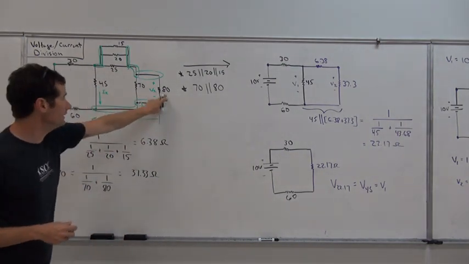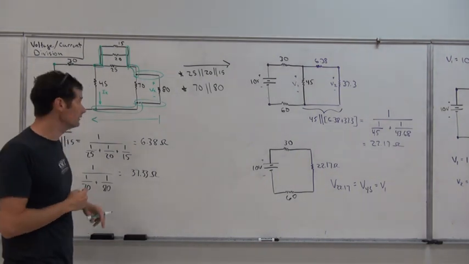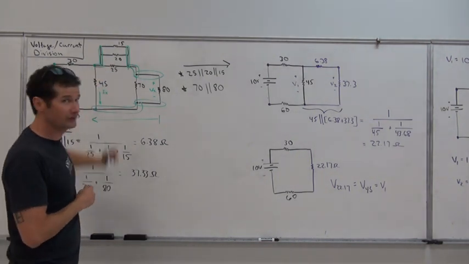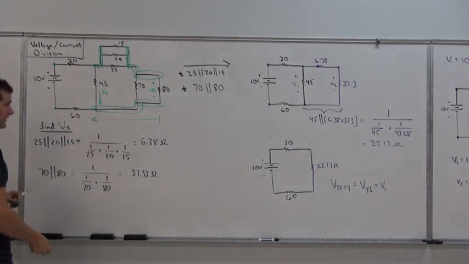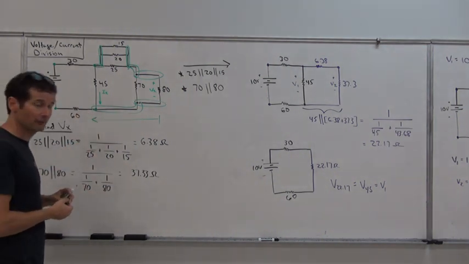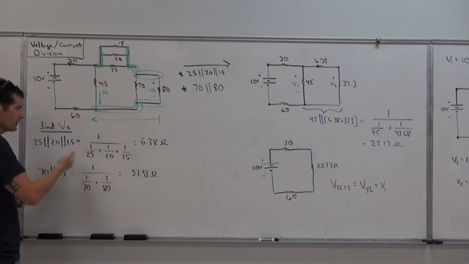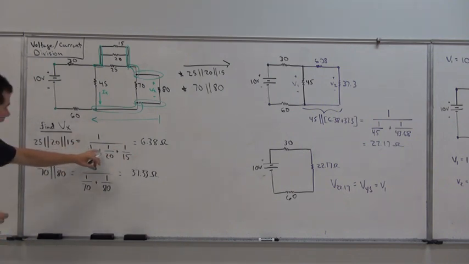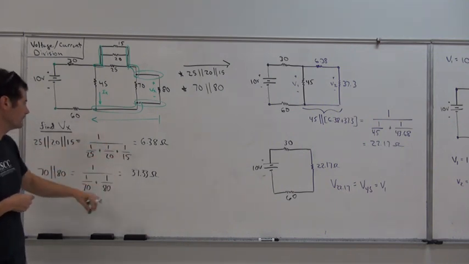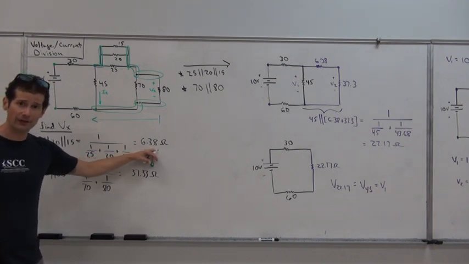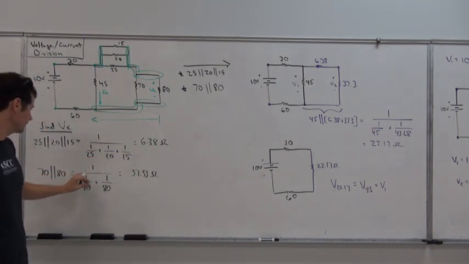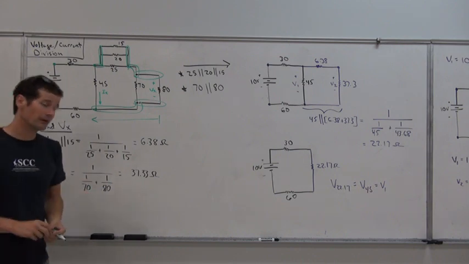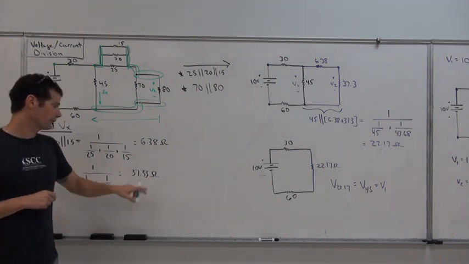So 70 and 80, those are readily collapsible in parallel. 25, 20, and 15 are readily collapsible in parallel. And sure enough, using the same formula that I showed you guys in previous examples, 1 over the summation of the reciprocals, 1 over 25 plus 1 over 20 plus 1 over 15, its inverse equals 6.38 ohms. And 70 and 80 in parallel, that's just 1 over 70 plus 1 over 80, 37.33 ohms.